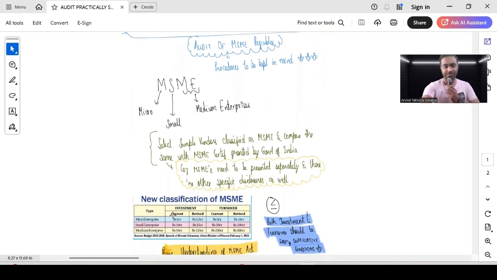Let's move on, guys. MSMEs, micro, small, and medium enterprises, guys. So basically, as I told you earlier, in your phase of financials, you will be splitting your trade payables into two: one MSME, two non-MSME.